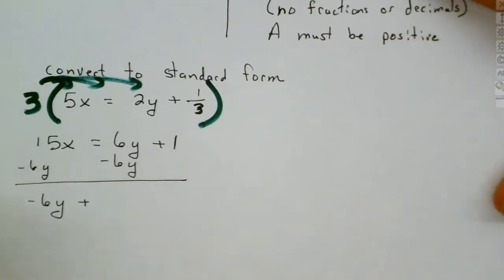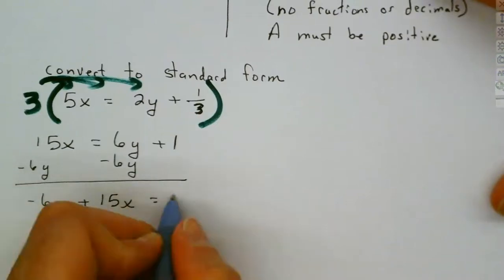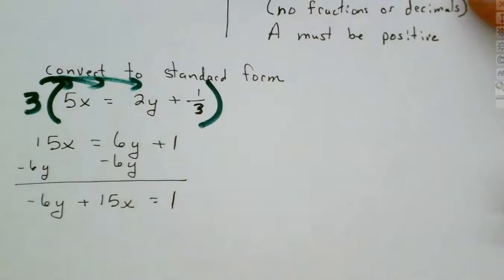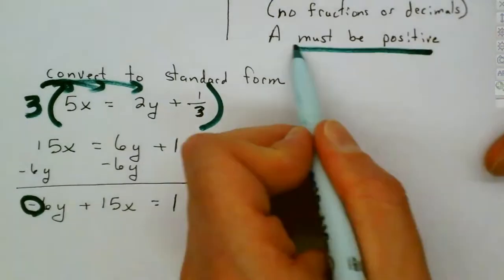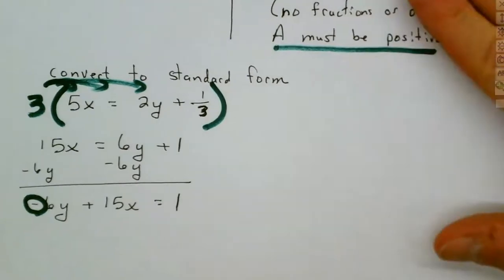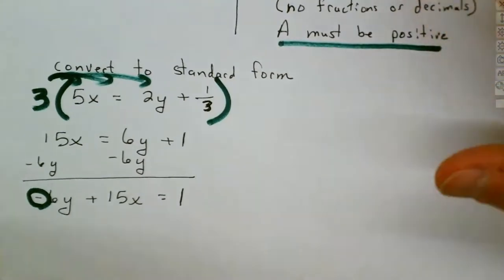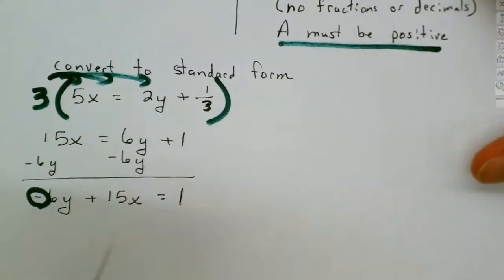So that's minus 6y plus 15x equals 1. And we need to clear out our negative, because why can we not have a negative? Because our definition up here says A must be what? Remember, in standard form, A must be positive. So, let me rewrite it in the correct order. Sorry about that. My mistake. Okay, let's rewrite this in the correct order.